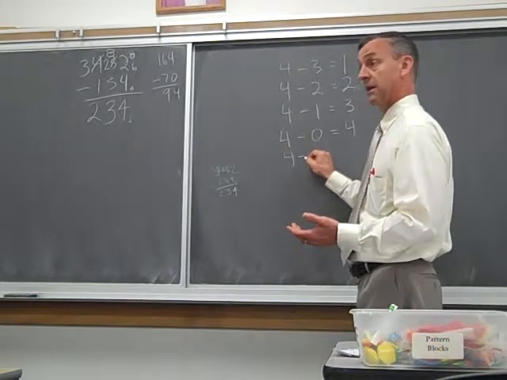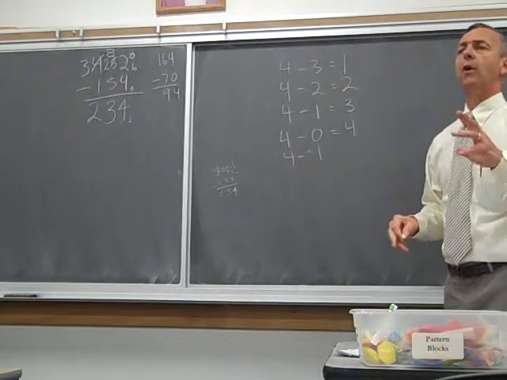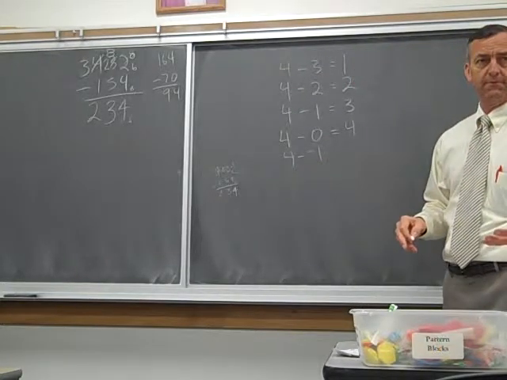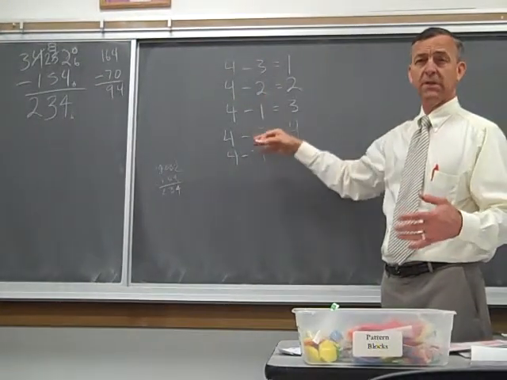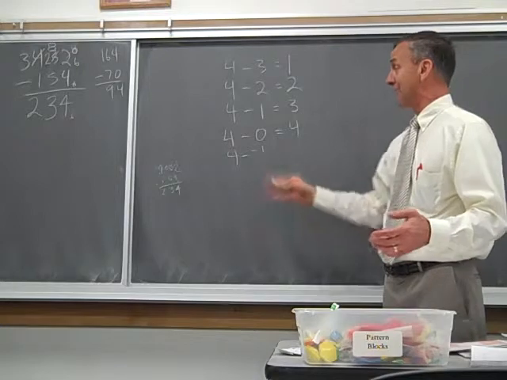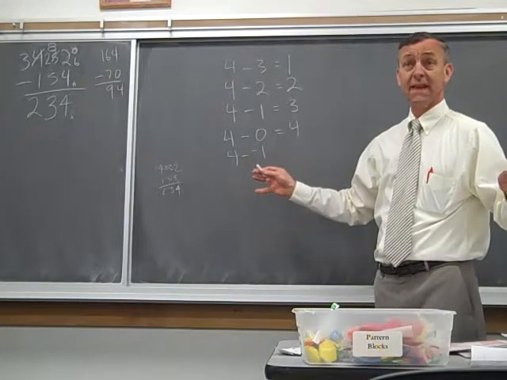What should I write next? 4 minus negative 1. And all of a sudden, they're now in the unknown. You've been in the known, but the pattern has carried them into the unknown. And they're going, I don't know how to subtract integers. No problem. What's the answer?